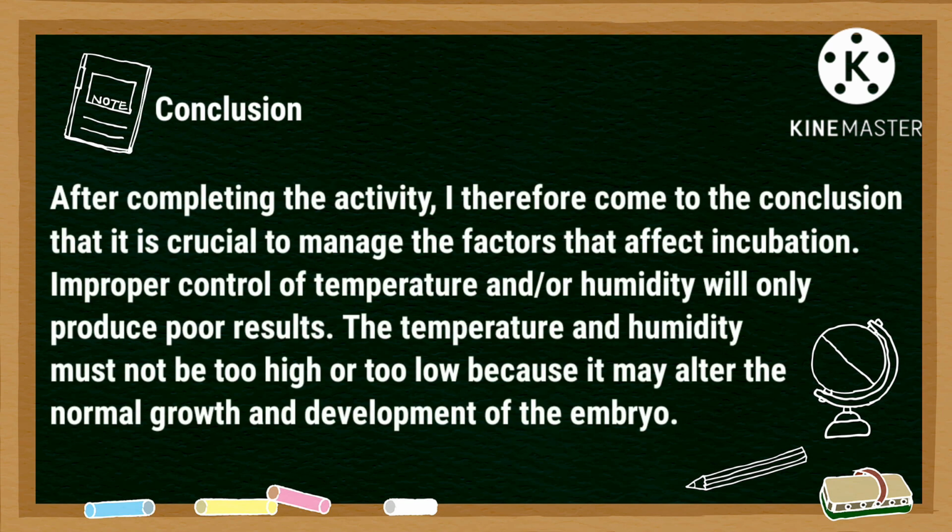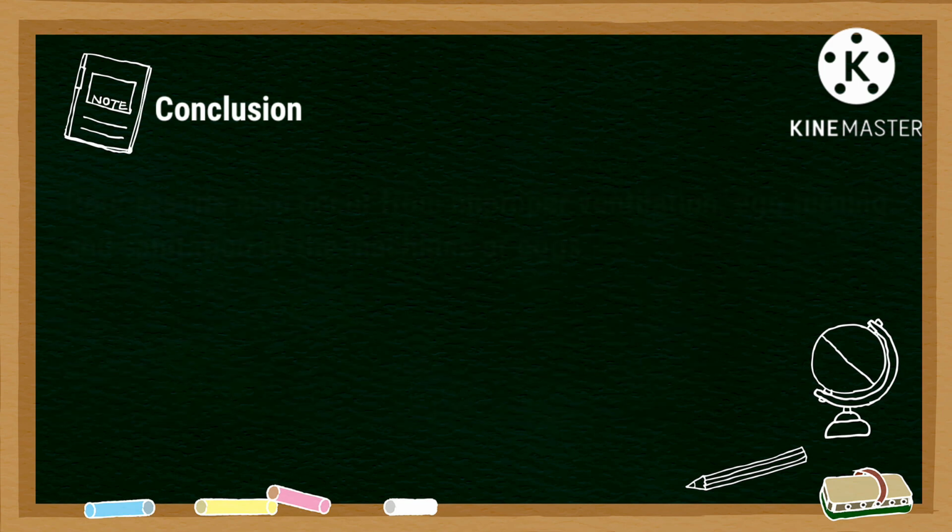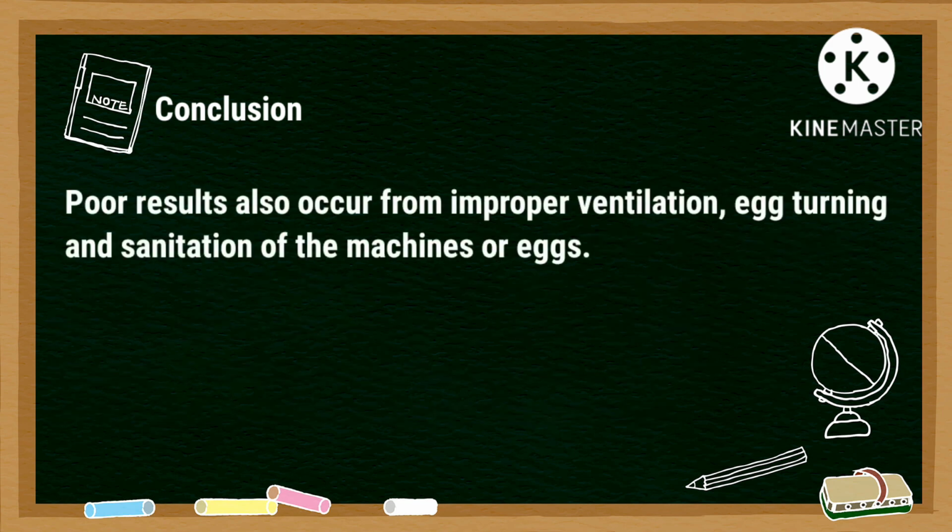And the conclusion is, after completing the activity, I therefore come to the conclusion that it is crucial to manage the factors that affect incubation. Improper control of temperature and humidity will only produce poor results. The temperature and humidity must not be too high or too low because it may alter the normal growth and development of the embryo. Also, poor results occur from improper ventilation, egg turning, and sanitation of the machine or eggs.